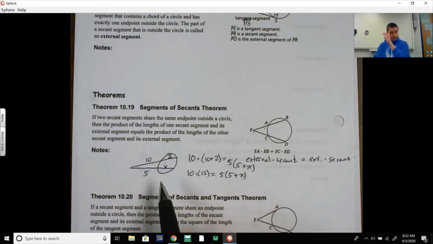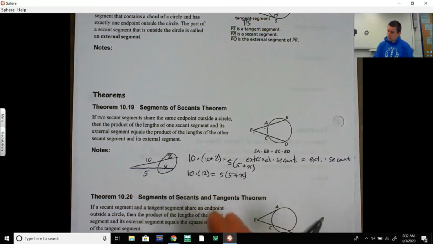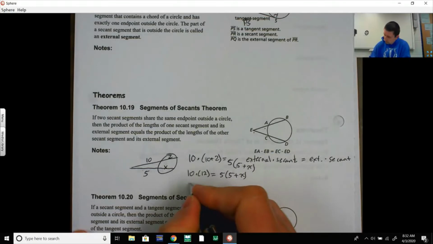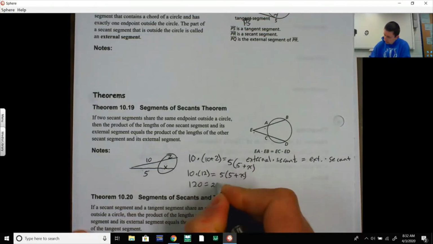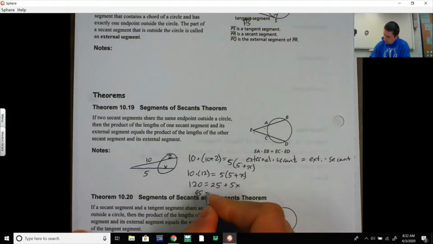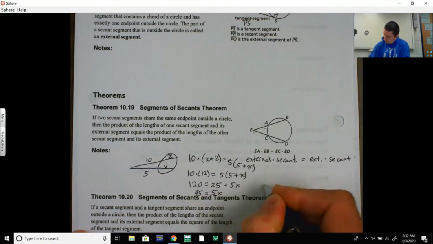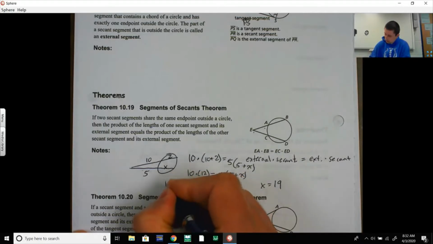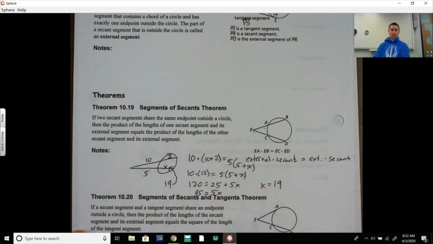You need the secant segment on there, and they're not giving it to us right away. You don't take the outside times the inside. You take the outside times the total length. Okay, so remember that, outside times the total length. So 120 equals 25 plus 5x. So 95 equals 5x. So in this case, x would equal 19. So of course, not drawn to scale at all.